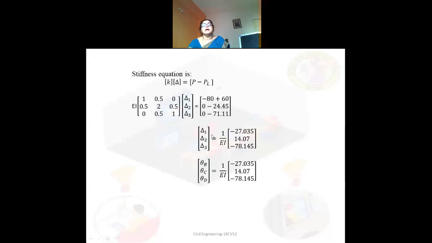So when you calculate the displacement, this is what you are going to get. Theta B is equal to minus 27.035 by EI. Theta C is equal to 14.07 and theta D is equal to minus 78.145 by EI.